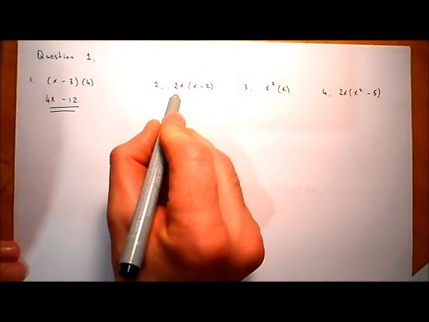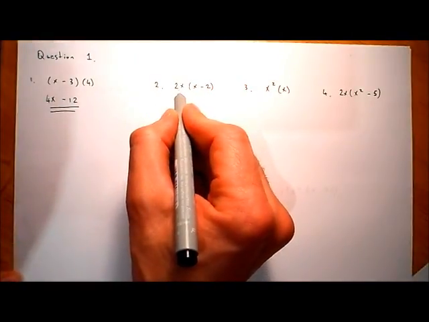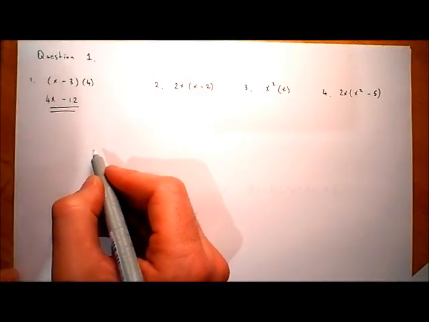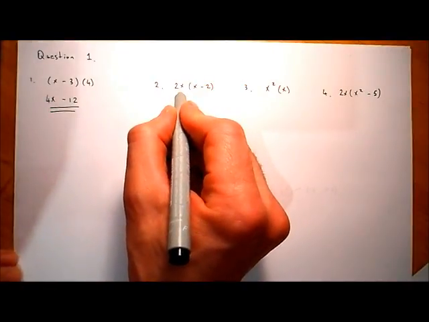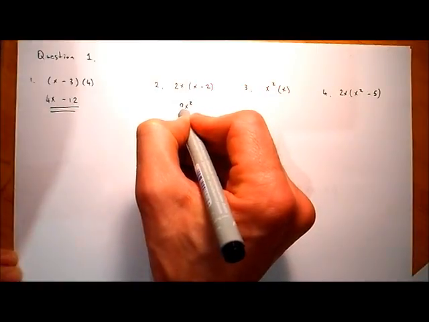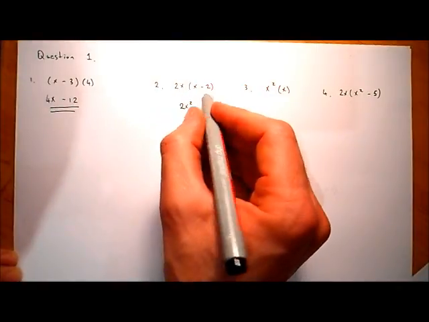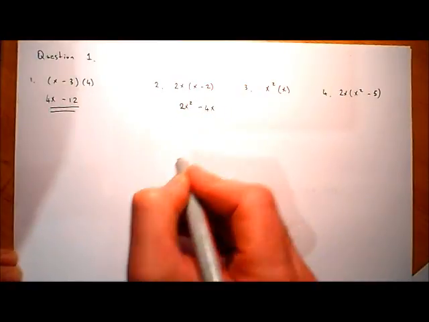The second one, we have to multiply 2x by x minus 2. Now I haven't got brackets around the 2x, but I can put brackets in if you want. So you're multiplying 2x by x gives 2x squared. So 2x times x gives 2x squared, and 2x times minus 2 is minus 4x.